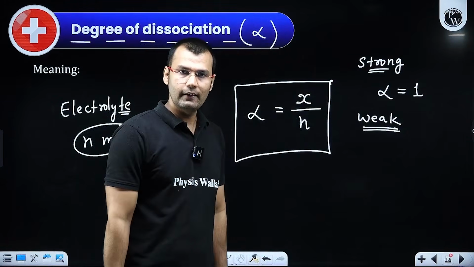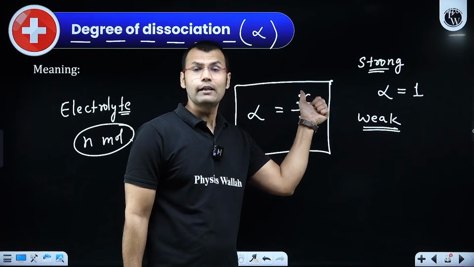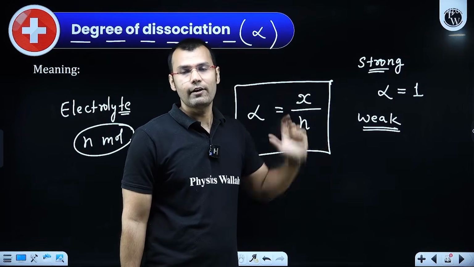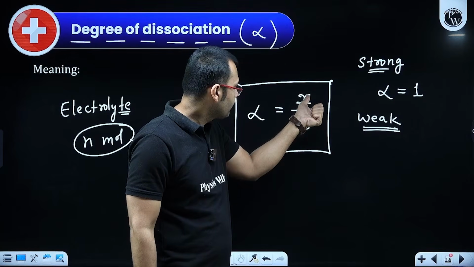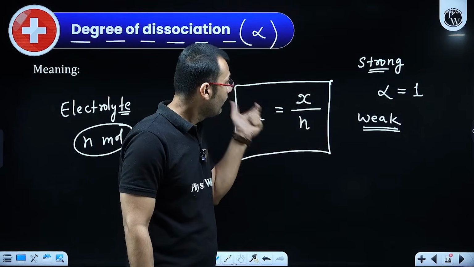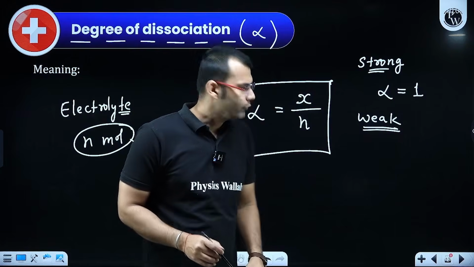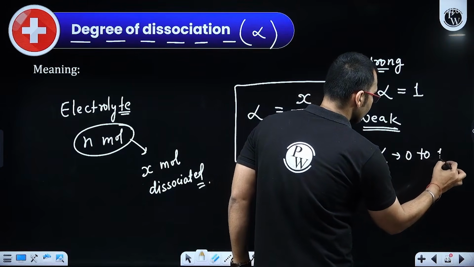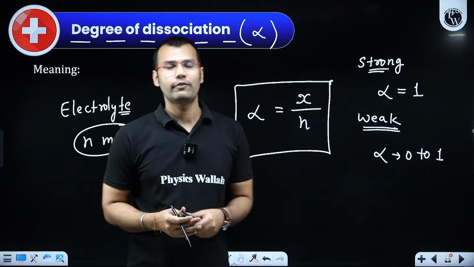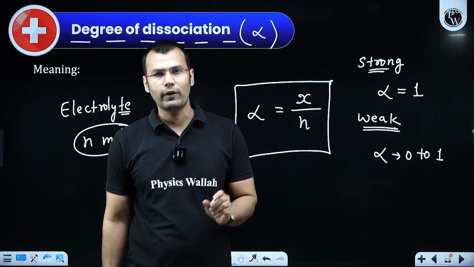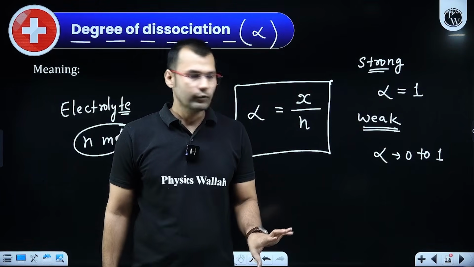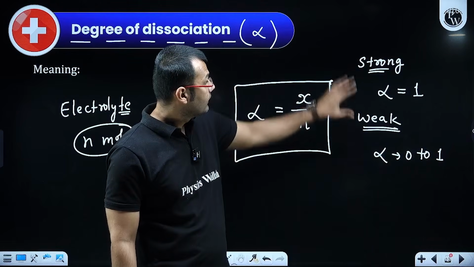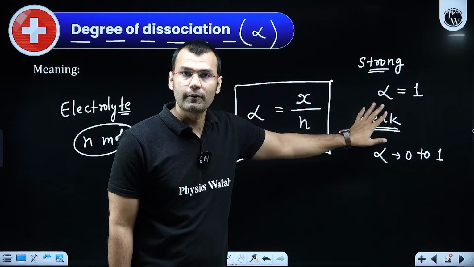But when you take a weak electrolyte, this x will definitely be smaller than n, because out of n, only some part will ionize. And if x is small and n is large, this alpha will definitely be less than 1. So for a weak electrolyte, alpha has a range. It ranges from 0 to 1. You will see in your questions values of alpha as 0.01, 0.02, 0.1, 0.4, like this. So for a weak electrolyte, degree of dissociation ranges from 0 to 1, and for a strong electrolyte, the degree of dissociation is directly equal to 1, right?